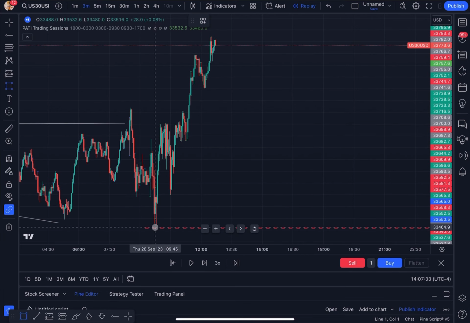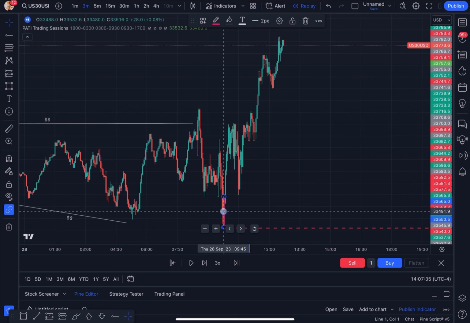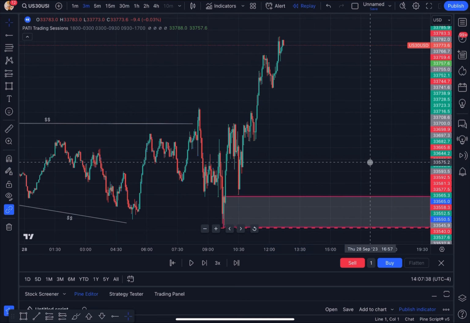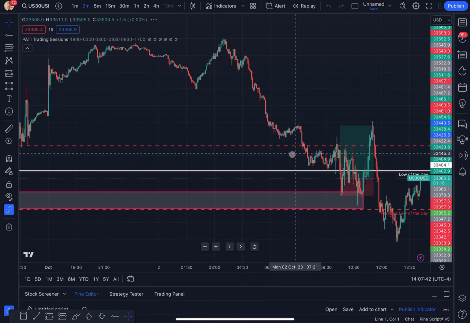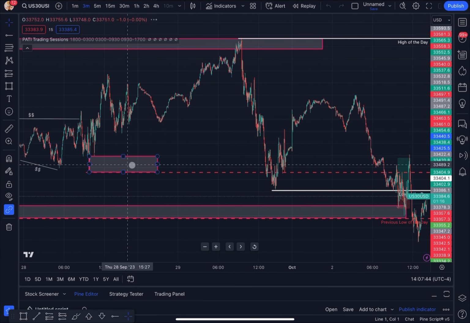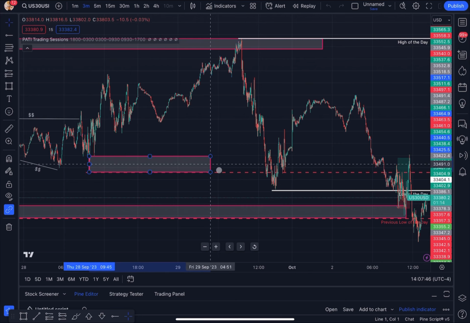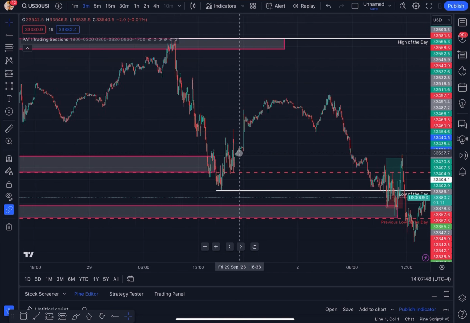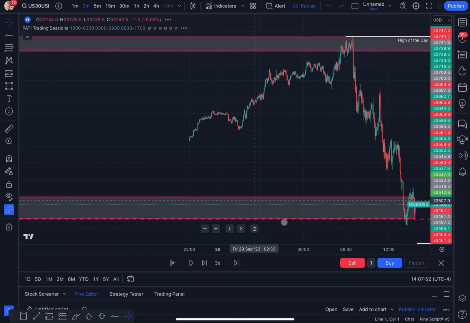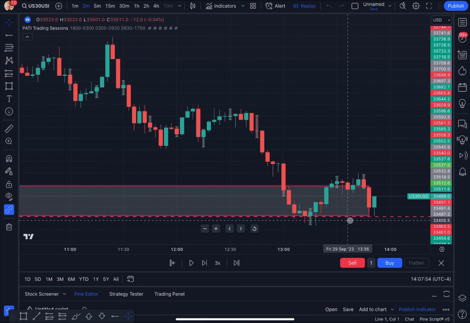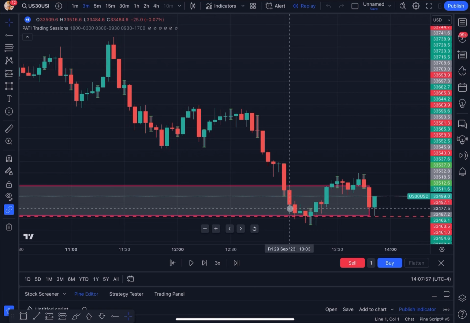Put this one right here. And if we drag this over, let's go ahead and investigate it, because even a small move will give you a good risk to reward, right? So this one right here, let me fast forward a little bit.